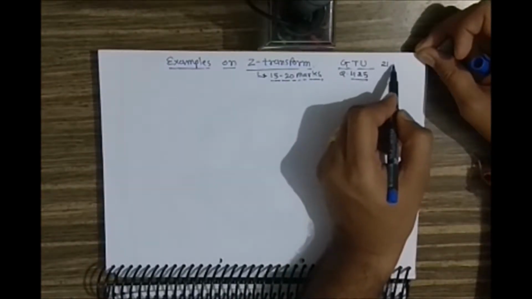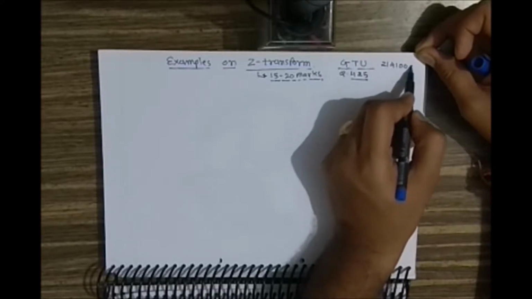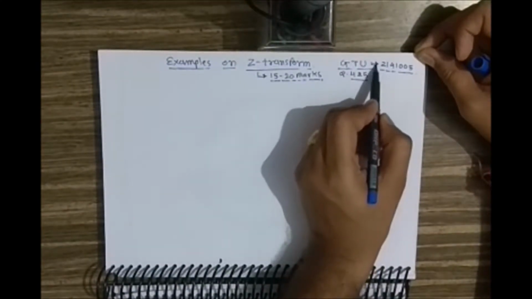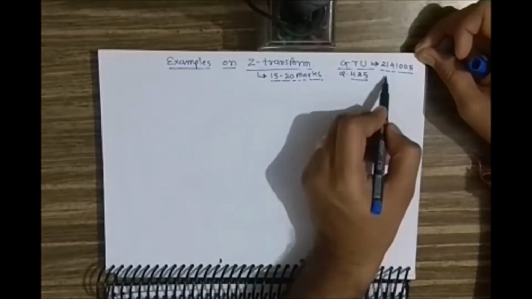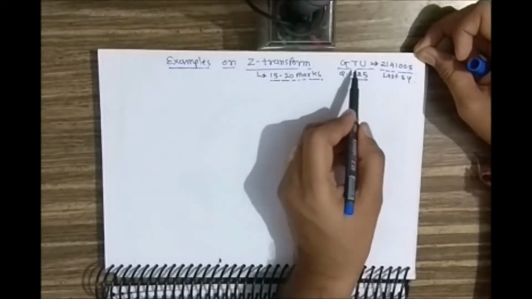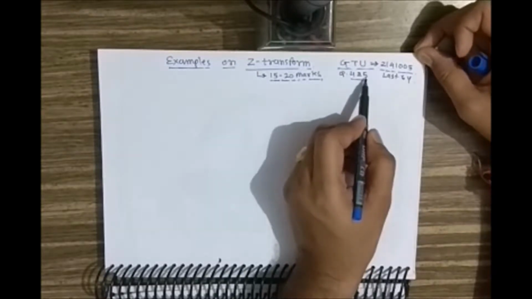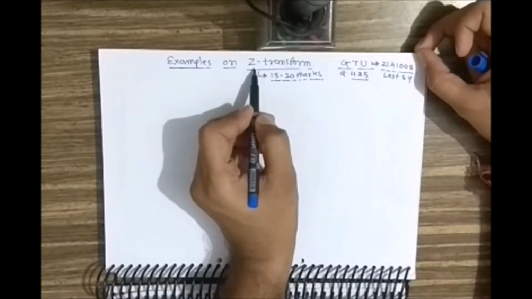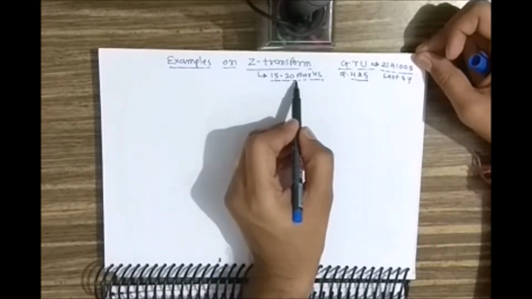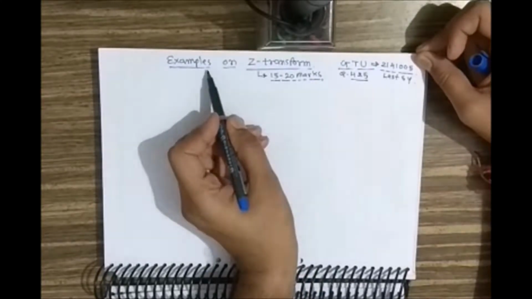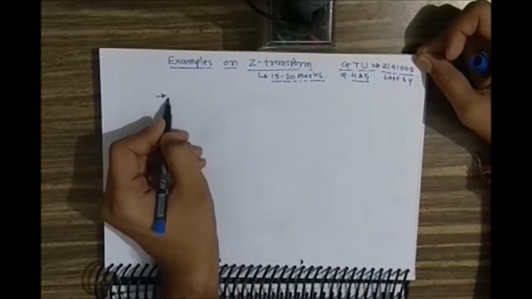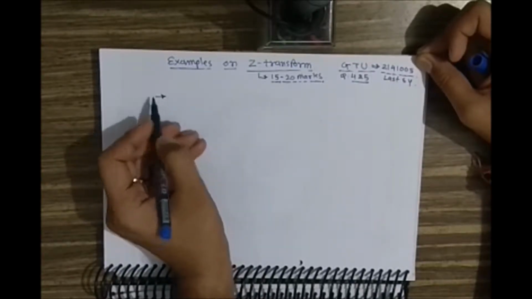So the code is 2141005. It is your subject code and also your GTU exam paper code. If you consider the last 5 years of GTU exam papers, question 4 and 5 are totally for Z transform as well as Fourier transform, but we should expect 15 to 20 marks with examples as well as theory. So let's start the basic examples on Z transform.